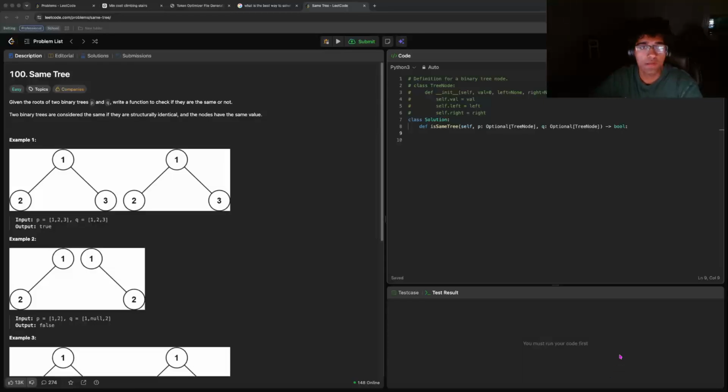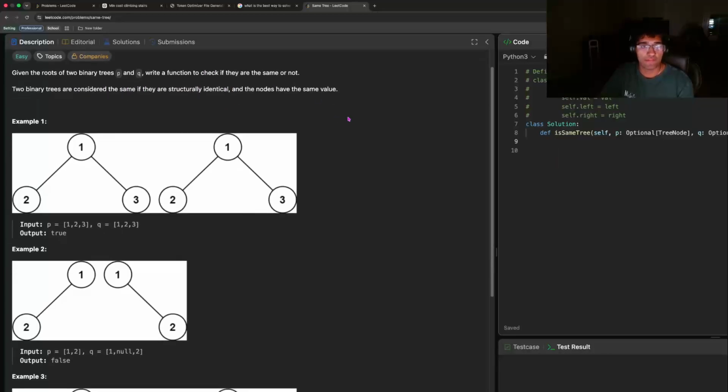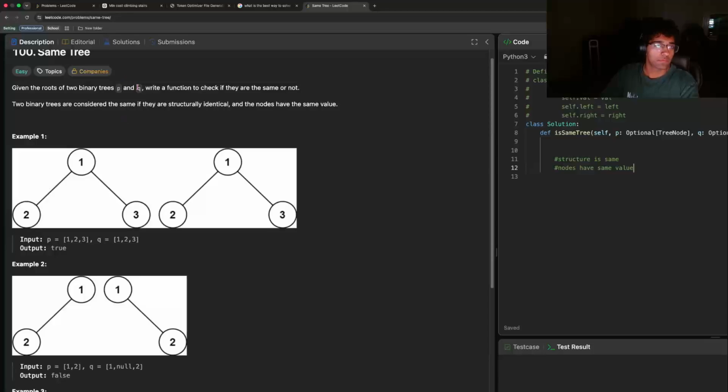So LeetCode number 100, which is Same Tree. You're given the roots of two binary trees, P and Q, and you need to write a function to check if they are the same or not. Two binary trees are considered the same if they're structurally identical and the nodes have the same value. So you're given the roots, right?